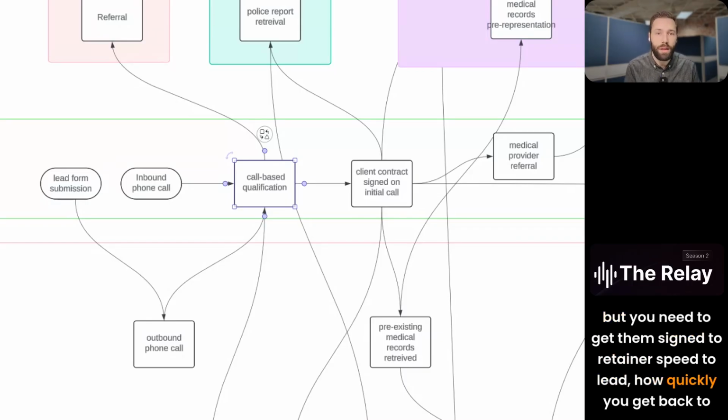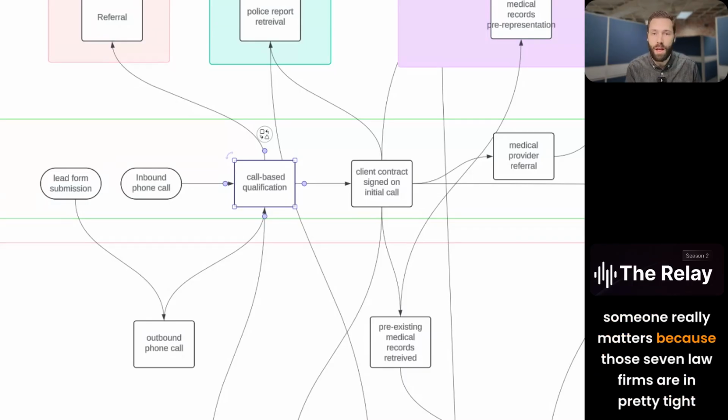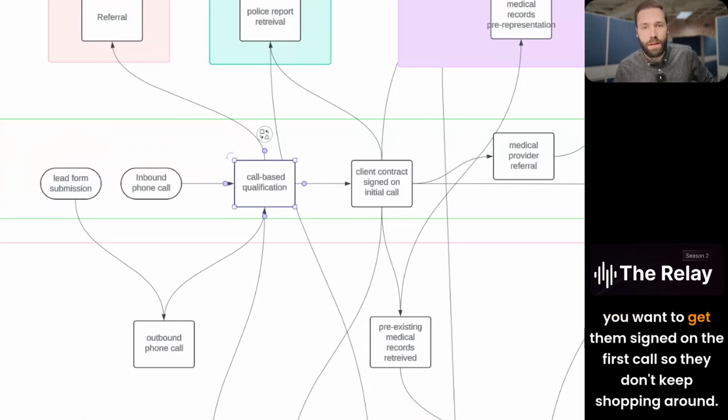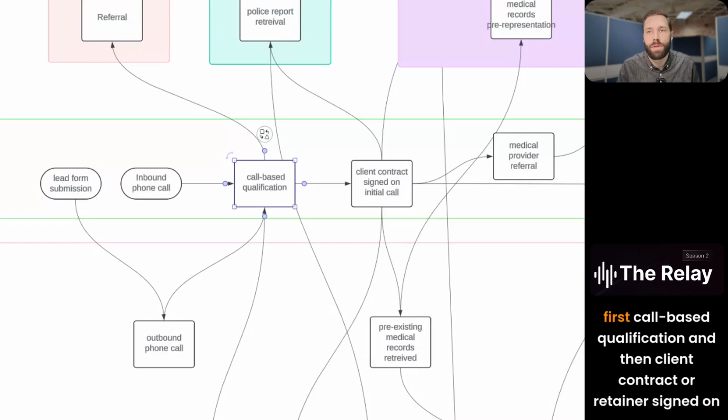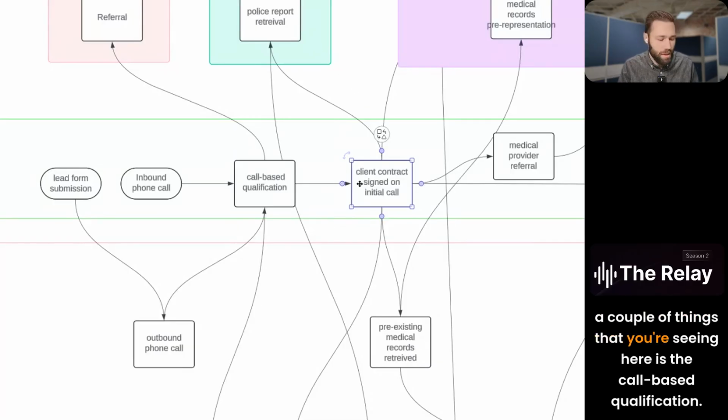Speed to lead, how quickly you get back to someone, really matters, because those 7 law firms are in a pretty tight spread. You want to get them signed on the first call so they don't keep shopping around. So: first call based qualification, and then the client contract or retainer signed on that initial call.